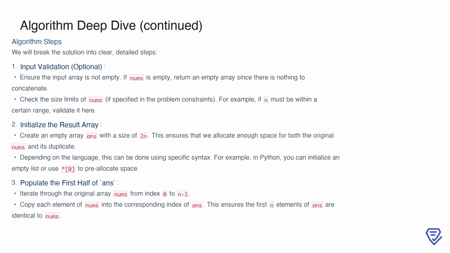After initializing the result array, the next step is to populate the first half of ANS. By iterating through the original nums from index 0 to n-1, we can directly copy each element into the corresponding position in ANS. This ensures that the first half of the result array matches the input array.